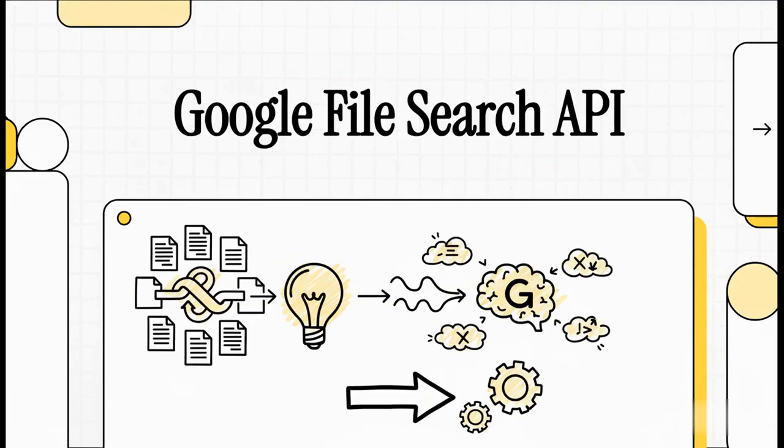Okay, so if you're a developer who has ever tried to build a Retrieval Augmented Generation, or RAG, application from scratch, you already know the struggle is very, very real. Well, it looks like Google just dropped a tool that might change the entire game. So let's dive into how you can ground your AI models in your own data, but the simple way, using the brand new File Search API.